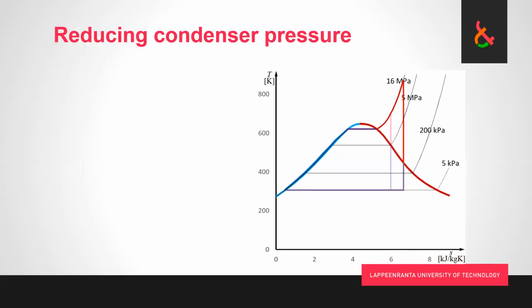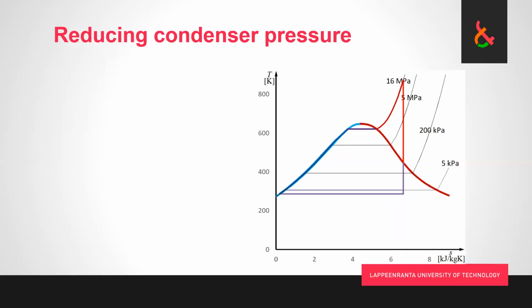Then the other thing that we can do to this Rankine process is, instead of trying to increase the average temperature of heat addition, we can try to reduce the temperature of heat removal. And basically what that means is reducing the condenser pressure, because when pressure goes down, the boiling point, the saturation temperature also goes down. So process changes like this.